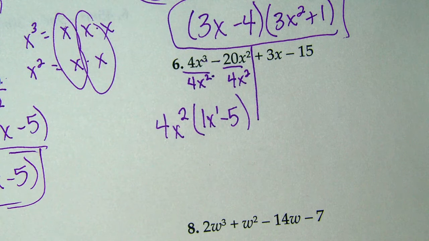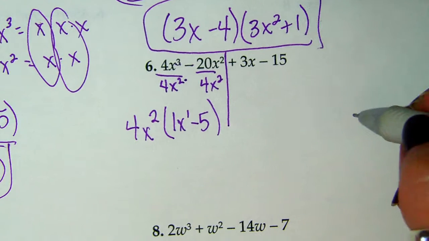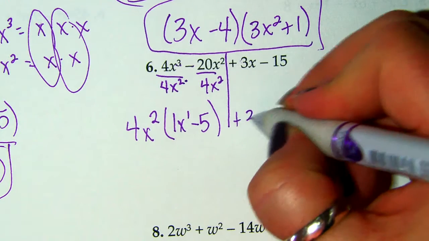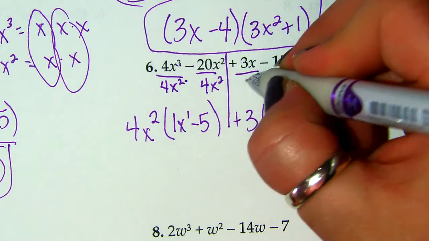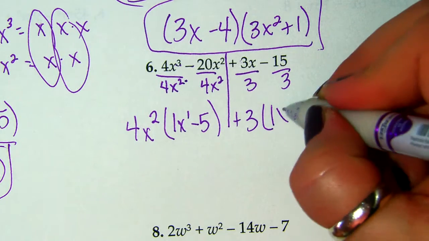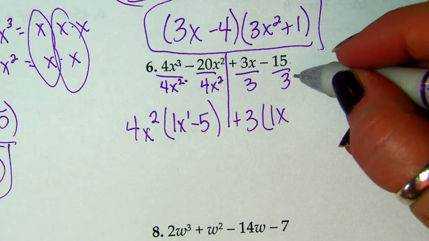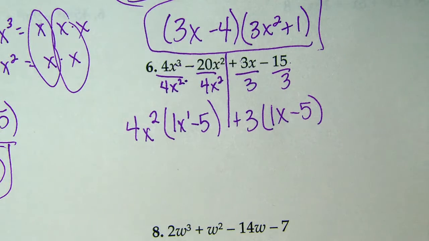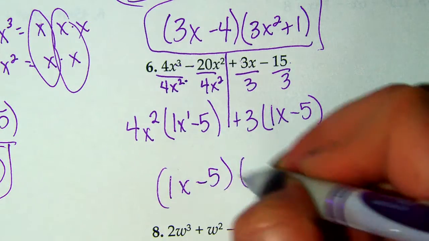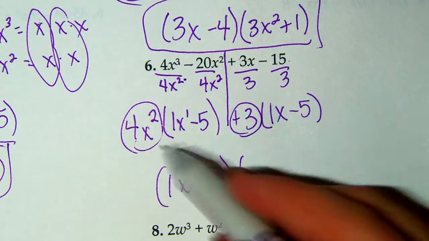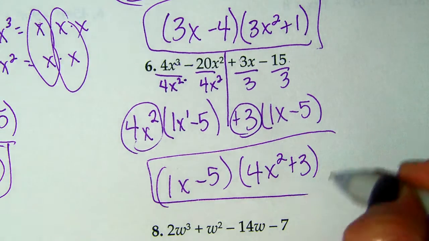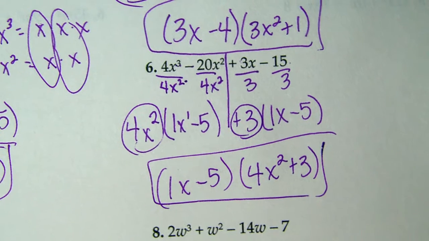Okay, on the right side, the greatest common factor in 3 and 15 is 3. No x's in common. So divide by 3. 3 divided by 3 is 1, and we've got an x. Negative 15 divided by 3 is negative 5. So they match. 1x minus 5. And then the other one, combine these two, 4x squared plus 3. Final answer.